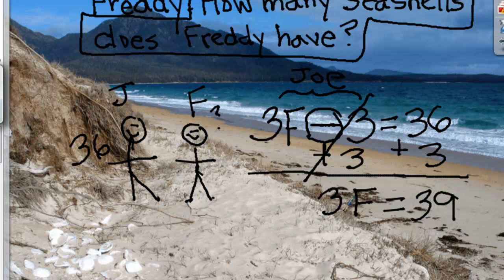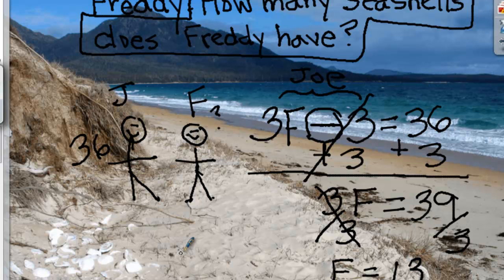Now we have 3 multiplied by f equals 39, so my inverse operation, this is our second step. That's why we call it two-step equations. The second step is the inverse of multiplying, so we're going to divide both sides by 3. Again, 3 divided by 3 is 1, leaving us with just f on one side, and 39 divided by 3 happens to be 13.